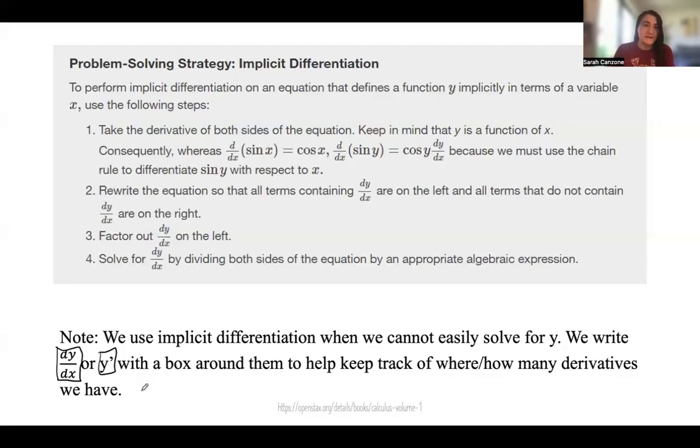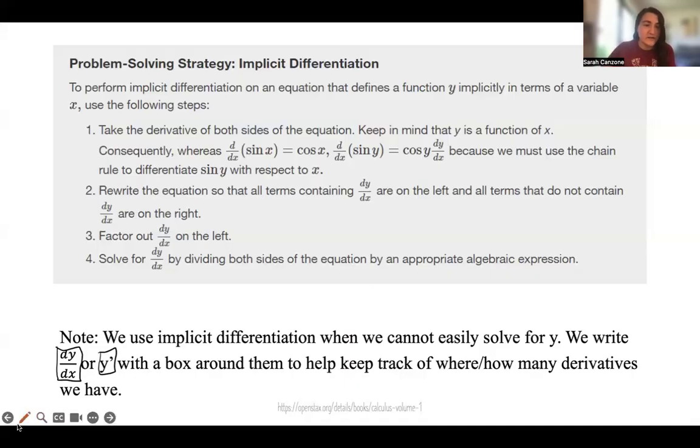It's very easy, if you have a y next to a y prime, to think it's the same exact thing, and then all of a sudden your answer is wrong because we've forgotten a y prime. If you put a box around every single y prime or dy dx, it's significantly harder to forget about any of them. You see where every single one is, and I'll show you exactly what I mean.